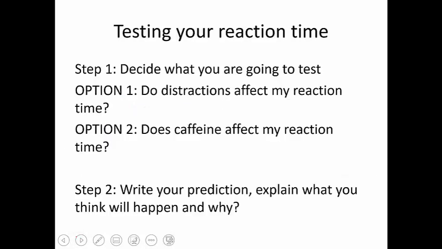Okay, so you're going to do a little practical today. You're going to do some tests on reaction times. First of all, you need to decide what you're going to test. You've got two options here. You can test whether distractions affect your reaction time or whether caffeine affects your reaction time. First thing you need to do after you've decided which you're testing is to write your prediction. So you need to explain what you think will happen and why.